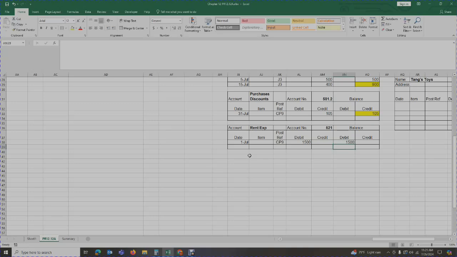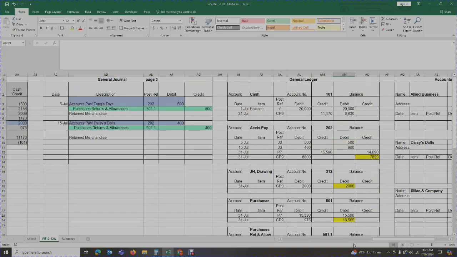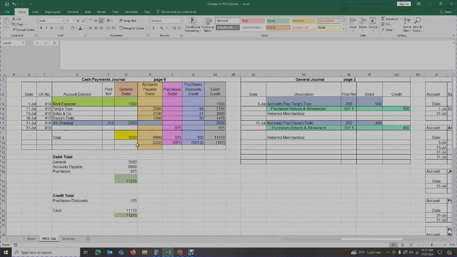Okay. Now that I've done this, I'm going to go back to my Cash Payment Journal. And I'm going to say that I posted that $1,500 into account number 521. Okay, so these are my two entries under the general. Both of them have been posted. All of my accounts payable was posted to account 202. Purchases debited was accounted for in account number 501 for $975. Purchases discounts was recorded in account number 501.2 for $105. And then your cash account was credited $11,170 to account number 101. Okay, so everything has been recorded.